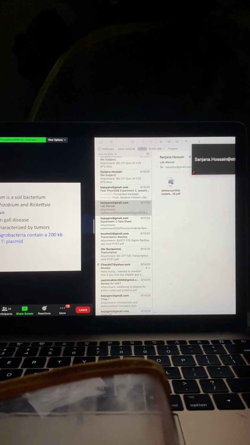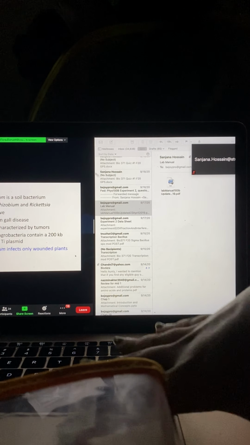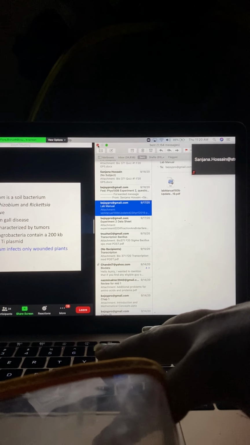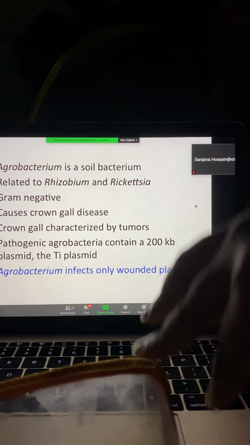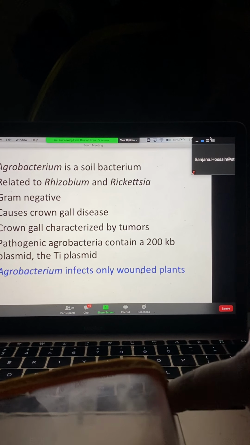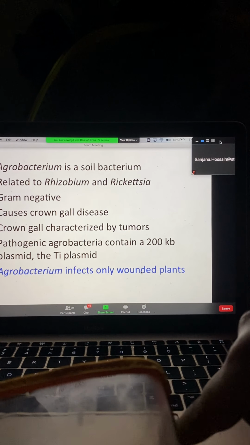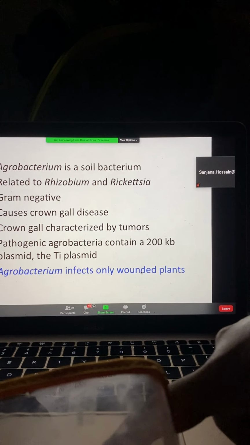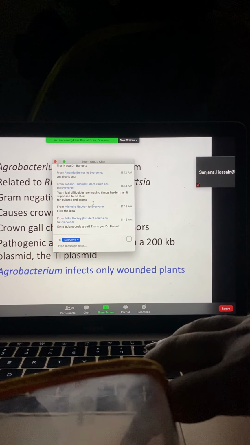The pathogenic agrobacteria contain a 200 kb plasmid, which is called the Ti plasmid, and we are going to be talking a lot about this plasmid. And Agrobacterium, very importantly, infects only wounded plants. And we are going to see why this is very important in the process. It's really a very interesting story, and one that in general people don't hear about, but it's a fascinating story.